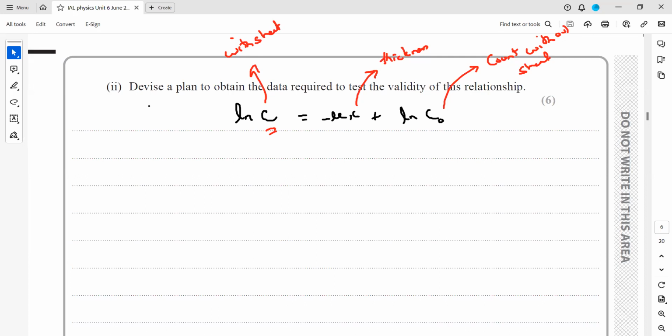So what are the things we have to measure? We have to measure the thickness, and how we measure that is also important. Just looking at these quantities, we have to measure the thickness x. What is the best apparatus if we want to measure a thickness as accurately as possible? By using a micrometer.